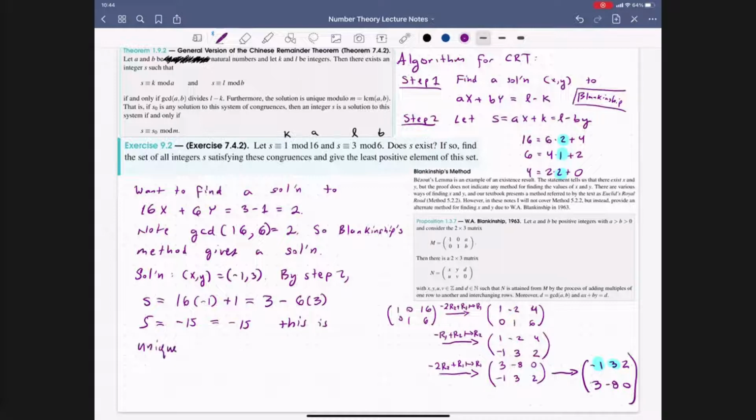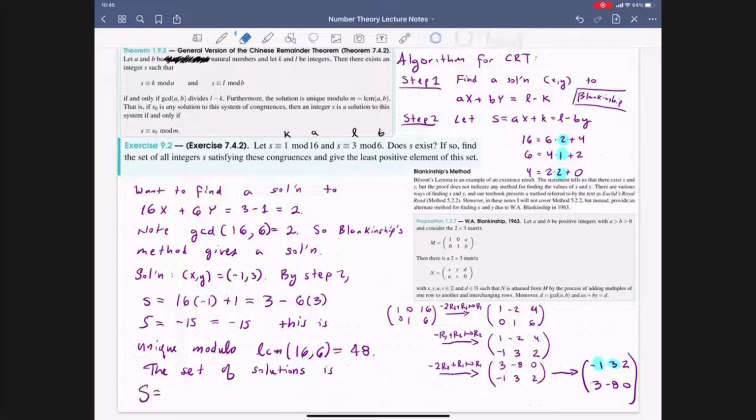Modulo the least common multiple of a and b, which is 16 and 6, but now that is going to be 48. So we get this here. And so what we want to do now is find the set. And so the set of solutions is going to be capital S.